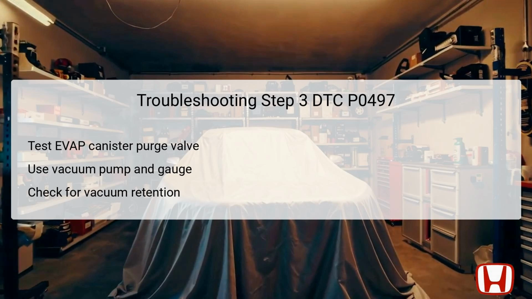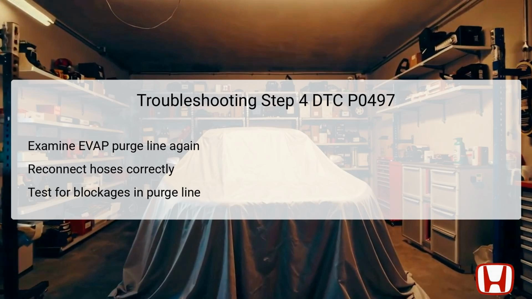If the valve holds the vacuum, the next step would be to replace the EVAP canister purge valve if it fails to hold. In the fourth step of troubleshooting, it is essential to assess the EVAP canister purge line for potential issues. Reconnect the vacuum hose back to the EVAP canister purge valve after conducting prior tests.